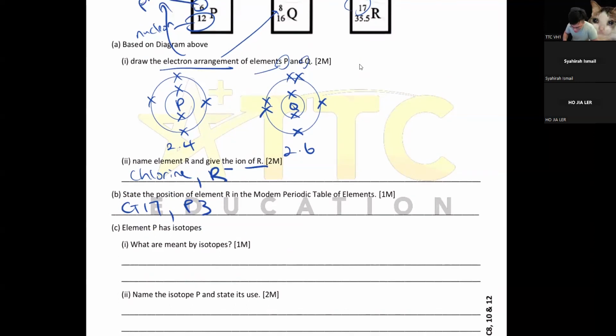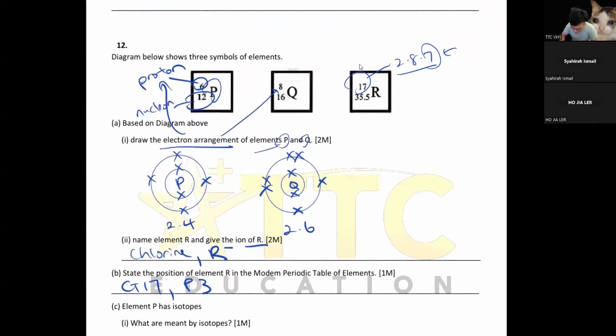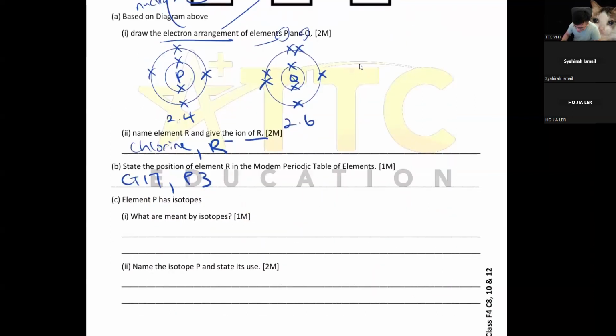Okay, and then P has isotope. Just to let you know what is P, P is carbon. Carbon 12, normal carbon. What is another isotope of carbon? Do you remember? Okay, what I meant by isotopes? They are the same element with the same proton number but different neutron number.